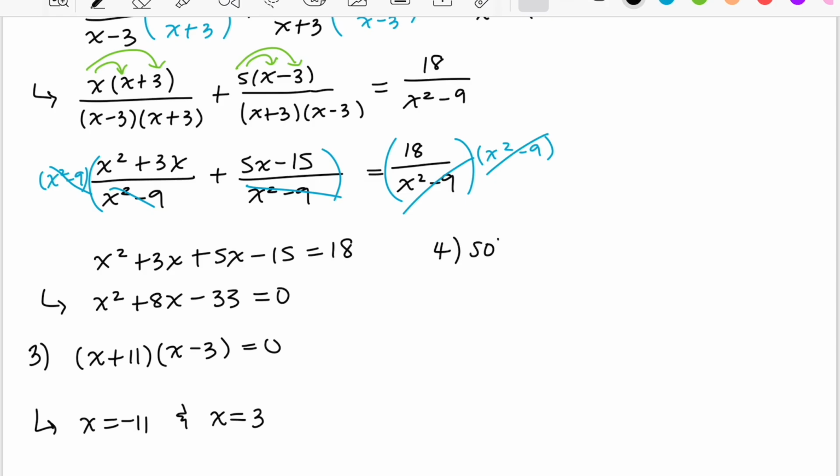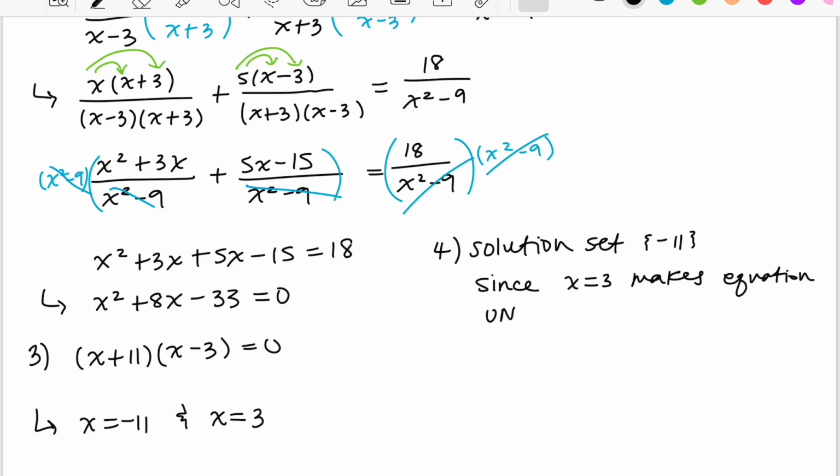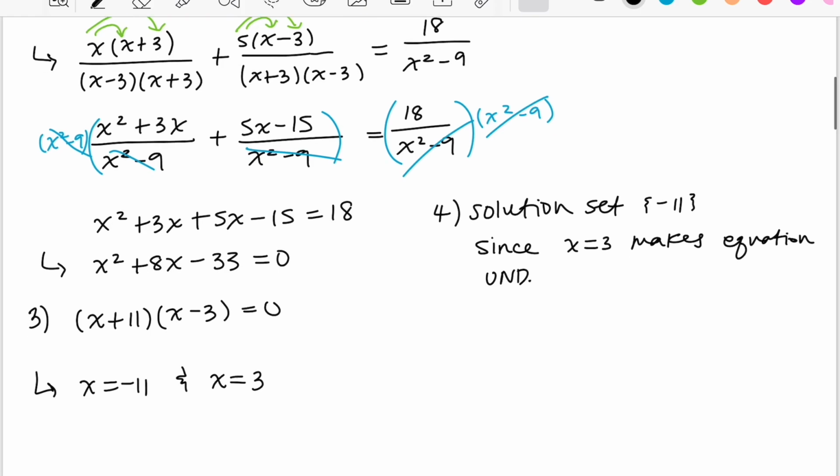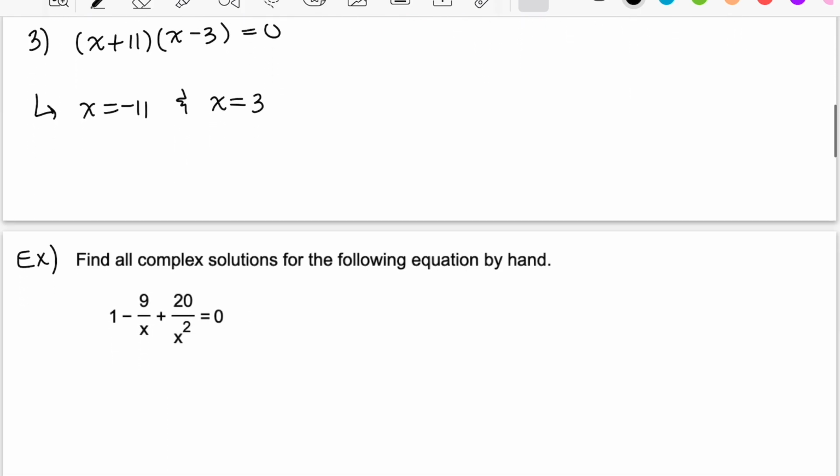So this tells us for step 4, our solution set is only going to include the value negative 11. Okay? And this is because x is equal to 3 makes our equation undefined. All right, let's look at another example here.